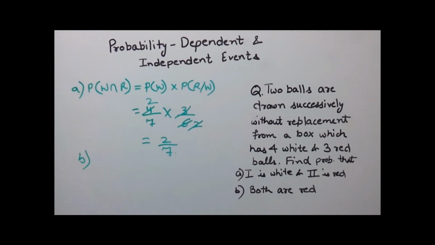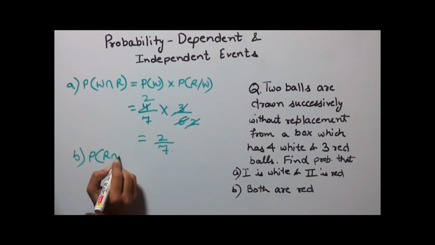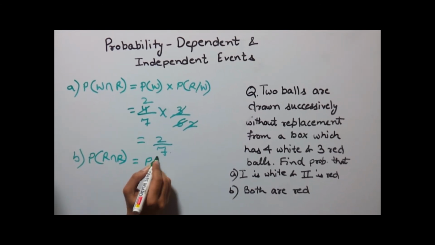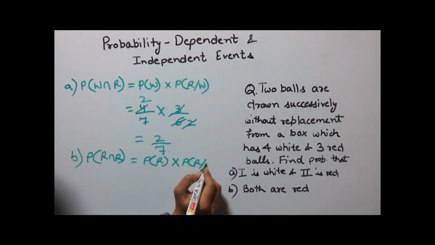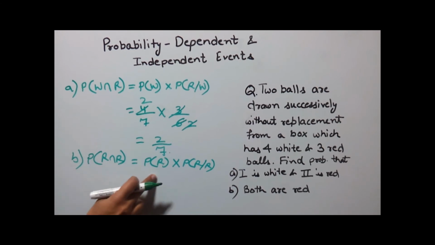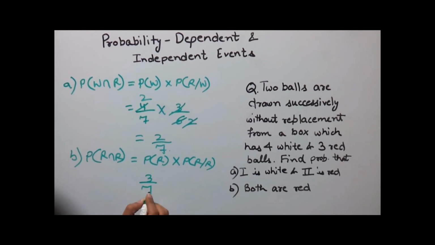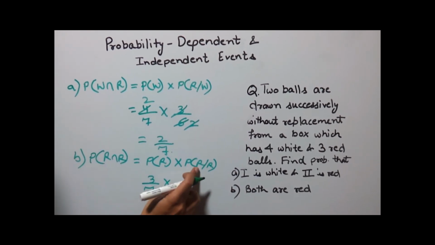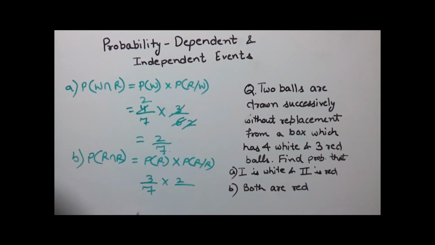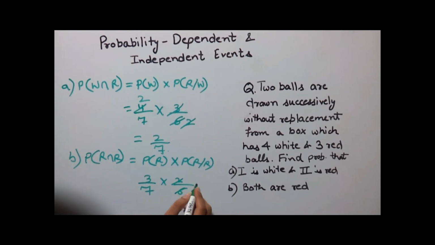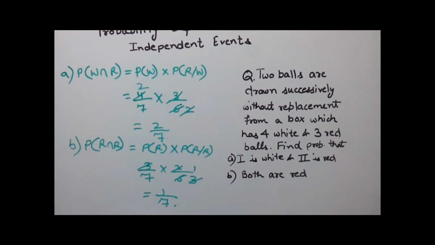In the second case, we need to find out that both the balls are red. That is probability of red and red. Here we need to find out probability of red into probability of red when another red ball is already out. So probability of red would be 3 by 7, as total red balls are 3 and total number of balls are 7, into red by red. Now the remaining red balls are 2 and the remaining total number of balls are 6, which gives us 1 by 3. 3 divided by 3 gives us 1 by 7 as the answer.